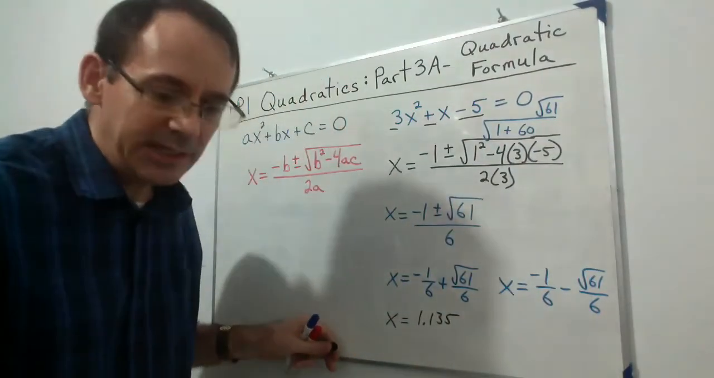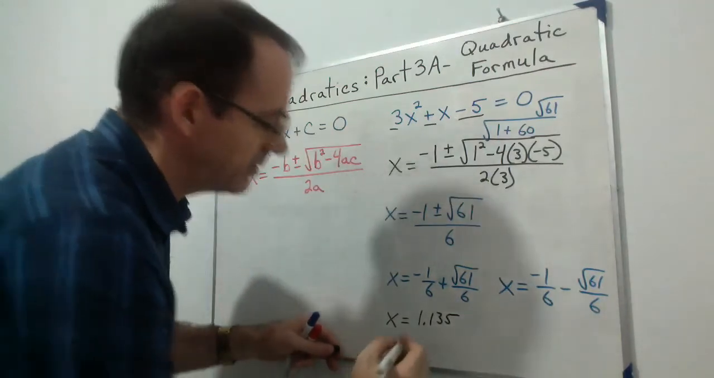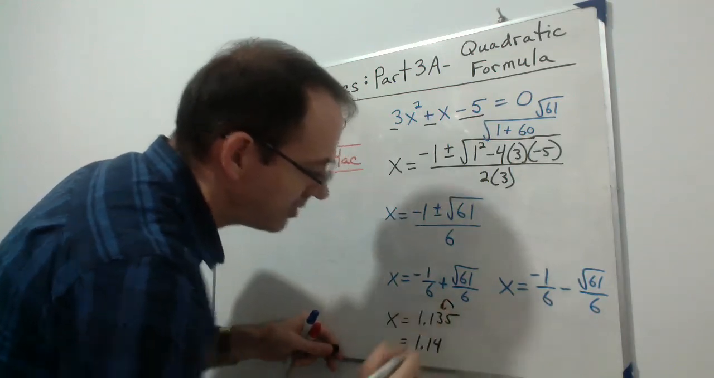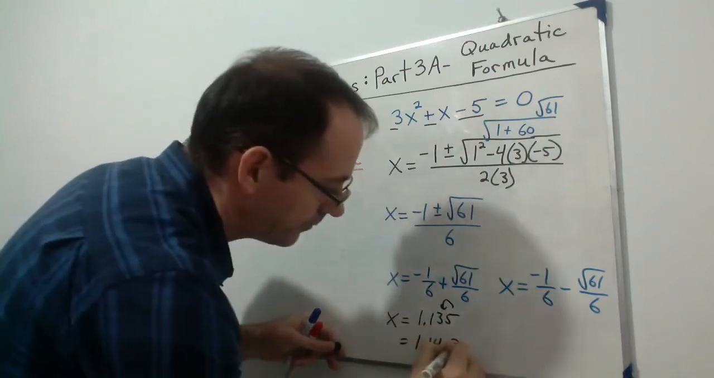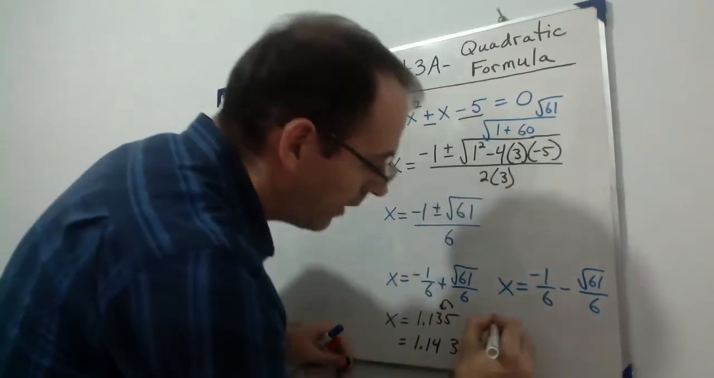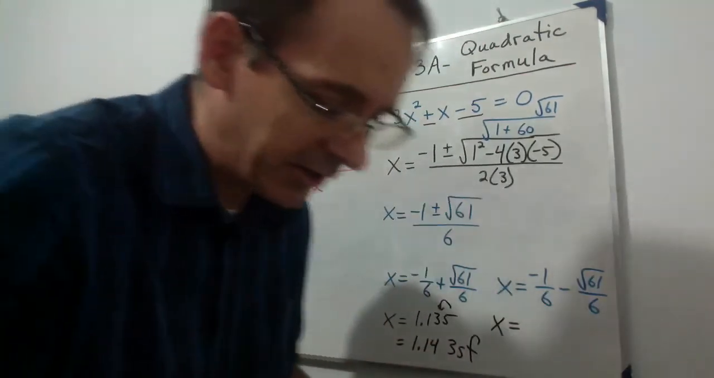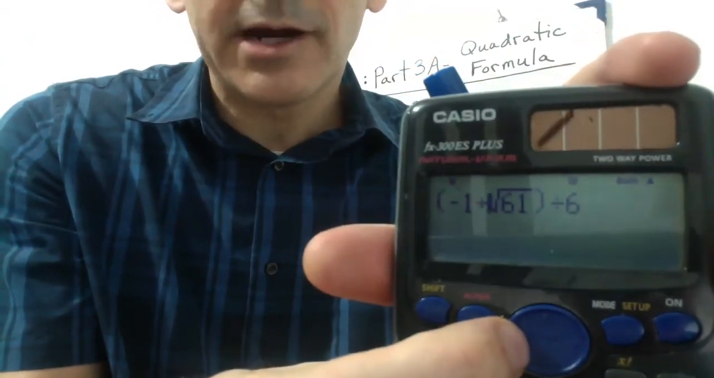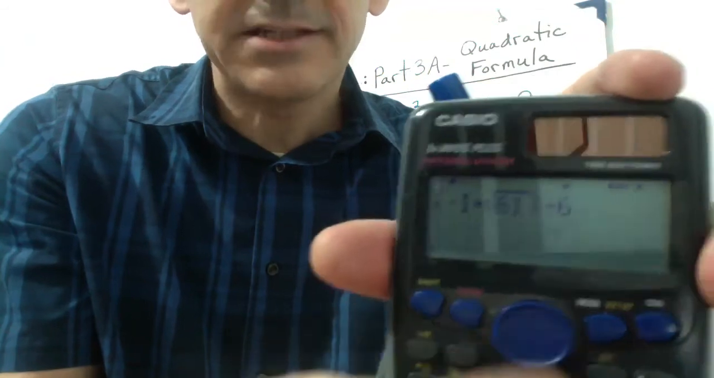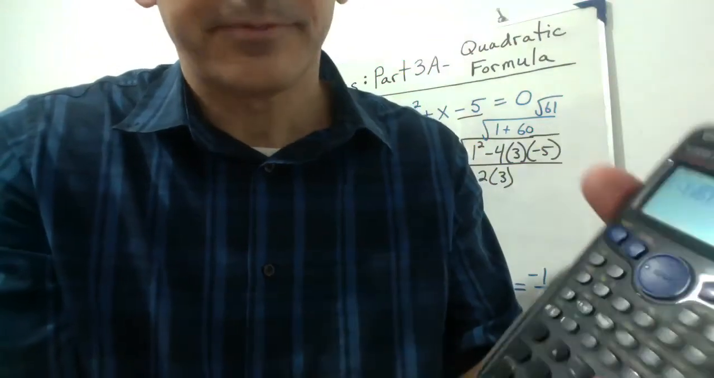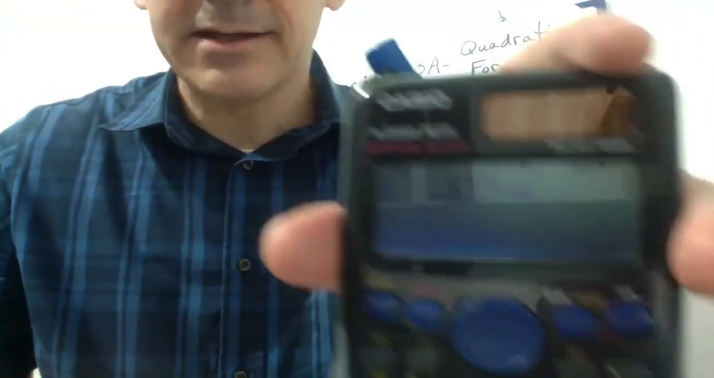1.135. Usually Cambridge wants 3 significant figures. So that means this would be 1.14 because this rounds up that first, second, third significant figure to 3 significant figures. And then to do this one, we don't actually have to start over in your calculator. You can just scroll back with your little arrow key. You can scroll back to where you see that positive sign, and you can delete it and enter into it the negative sign there.